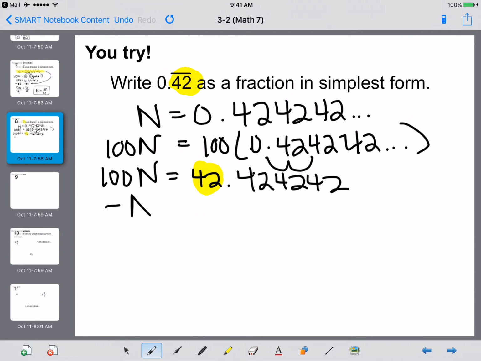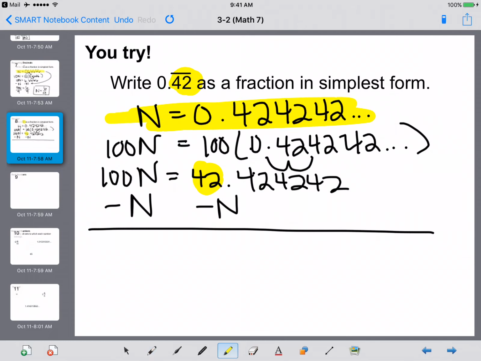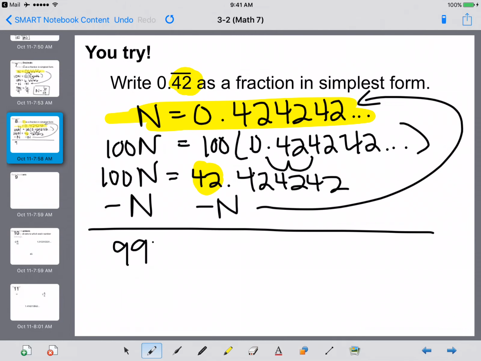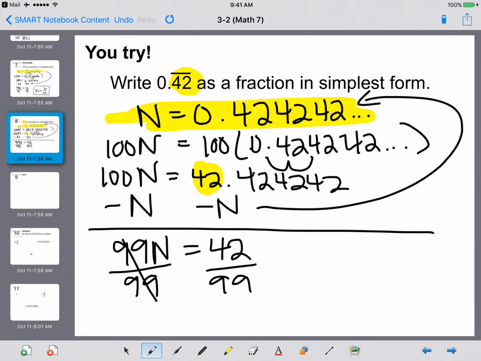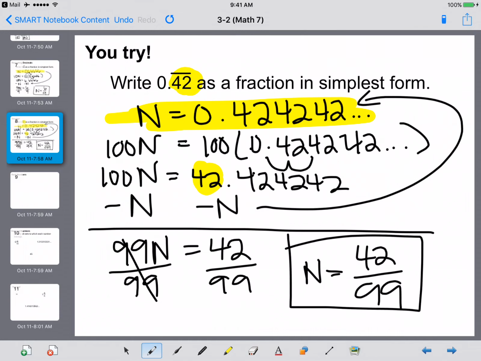Then I'm going to take away an n, and I'm going to take away an n over here. Our n, remember, is literally the same exact thing as 0.4242. So I'm going to have 99n over here, and taking away an n, that's taking away 0.4242, so I'm left with 42. Then dividing by 99. So we end up with n equals 42/99. And there's our answer.